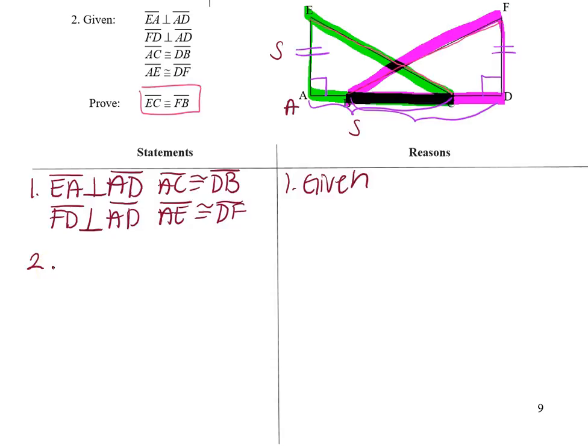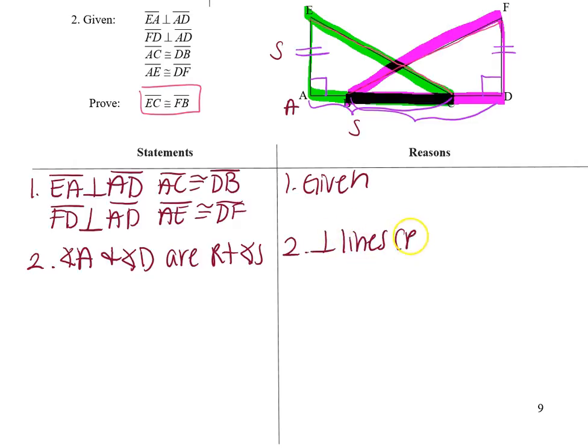Okay, let's actually talk about the right angles first, because they gave me the other sides. Actually, that's where I really have to go first. I know that angle A and angle D are right angles, and that's because perpendicular lines create right angles. And what do I know about right angles? Well, I know that they're all congruent.